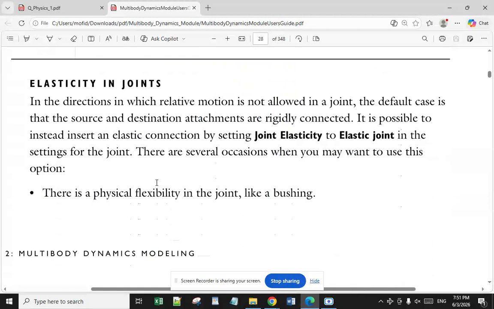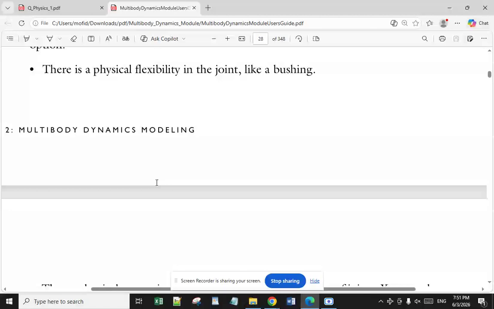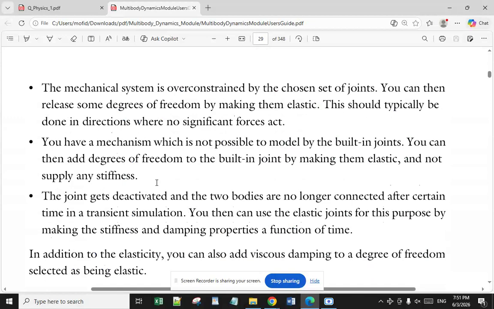Elasticity in joints. In the directions in which relative motion is not allowed in a joint, the default case is that the source and destination attachments are rigidly connected. It is possible to insert an elastic connection by setting joint elasticity to elastic joint in the settings for the joint. There are several occasions when you may want to use this option. There is physical flexibility in the joint, like a bushing. The mechanical system is over-constrained by the chosen set of joints. You can then release some degrees of freedom by making them elastic.